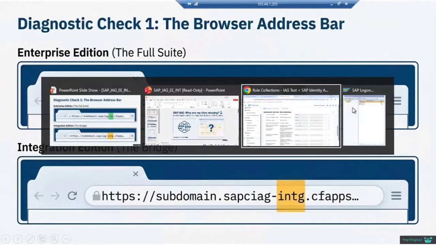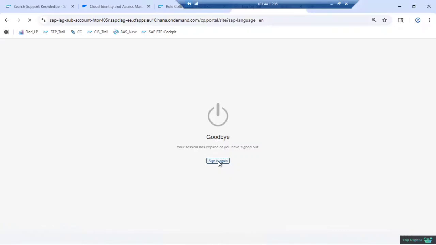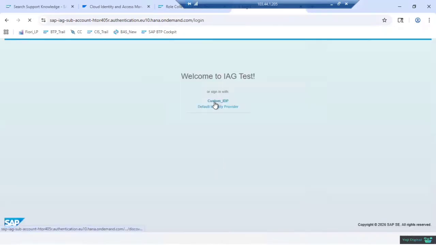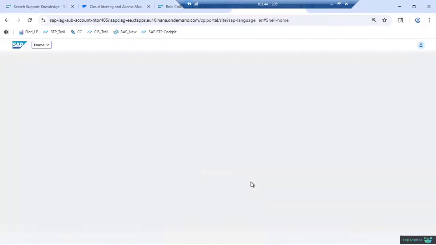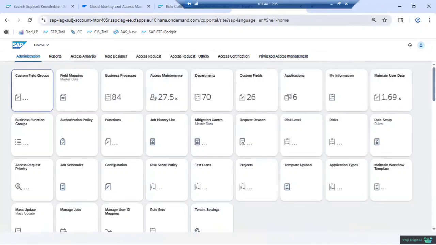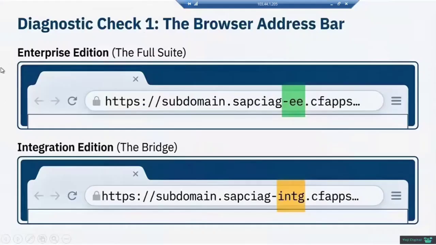Suppose I have one IAG access with me. Let me log in. If you observe my IAG URL, you can see this is ee.cfapps. That means I have the enterprise edition of IAG. So by looking at the URL, you can easily identify which flavor of IAG you are using. Here I am using an enterprise edition. Enterprise edition is nothing but a full suite.